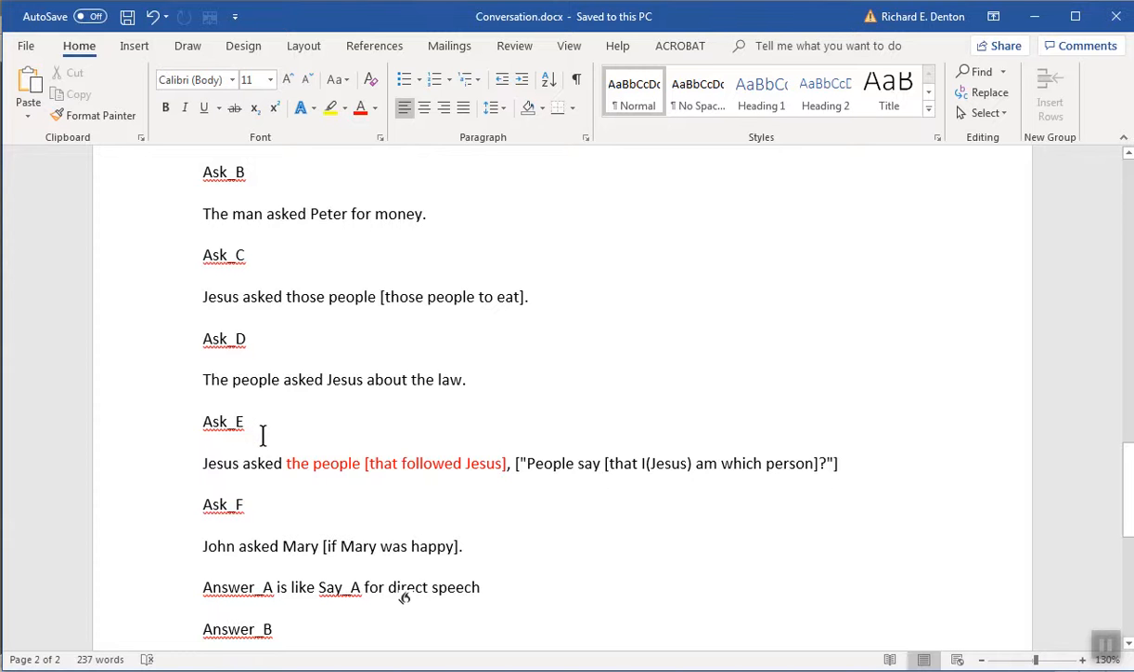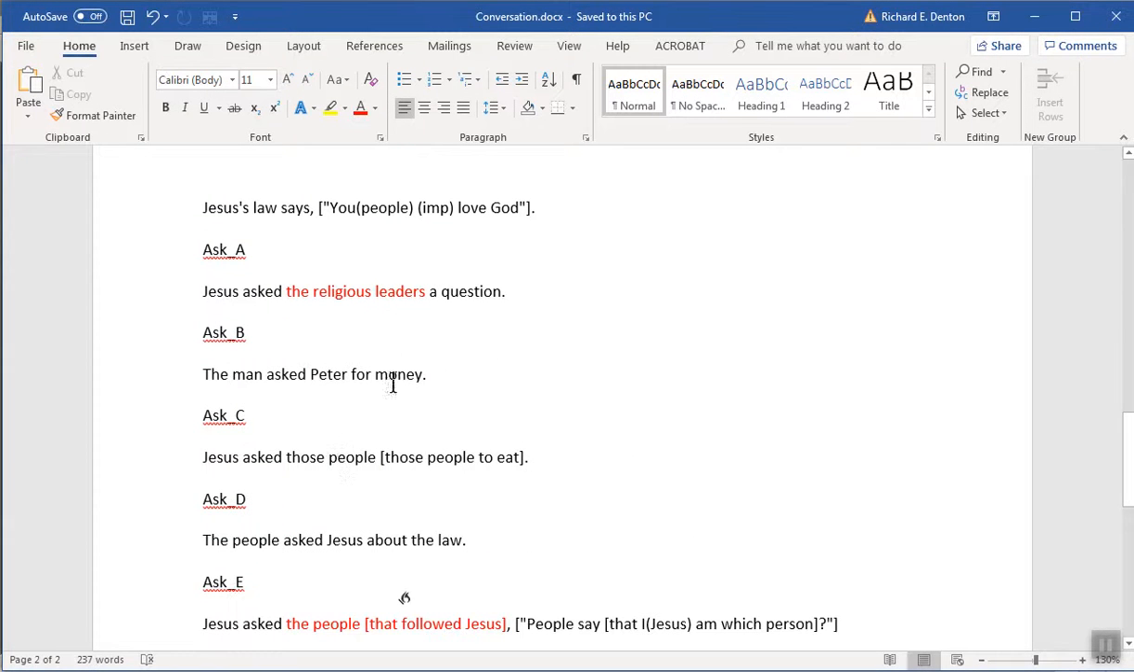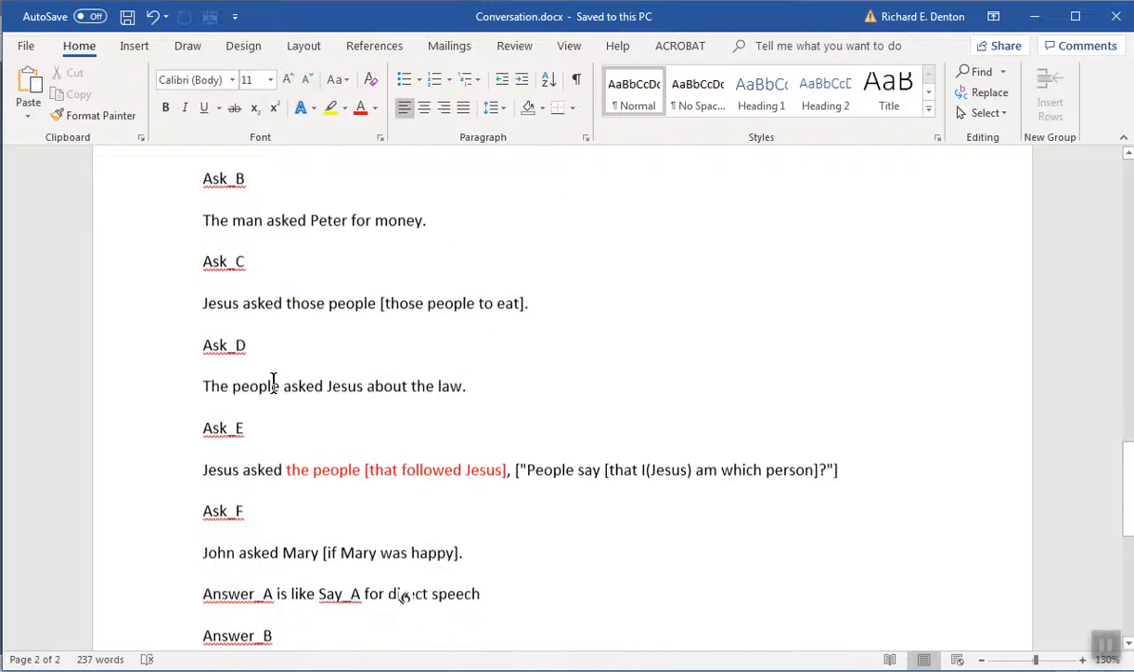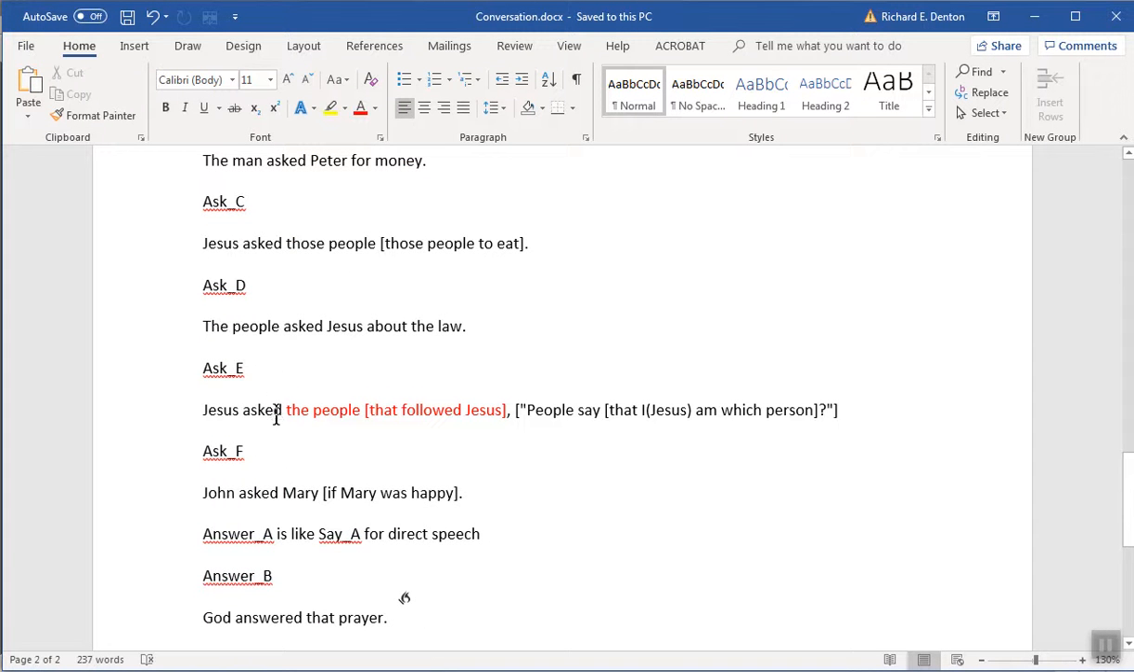Ask E is to ask someone a direct question. So we haven't had that form yet. So this is a quote. Jesus asked the people that followed Jesus, left bracket, open quote, people say, left bracket, that I, Jesus (paren) am which person? Close bracket. Okay, now there's a difference here that's good to note.